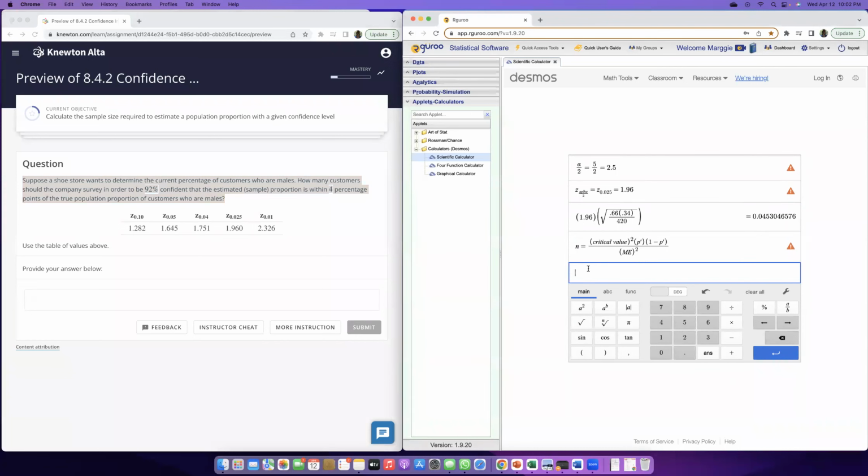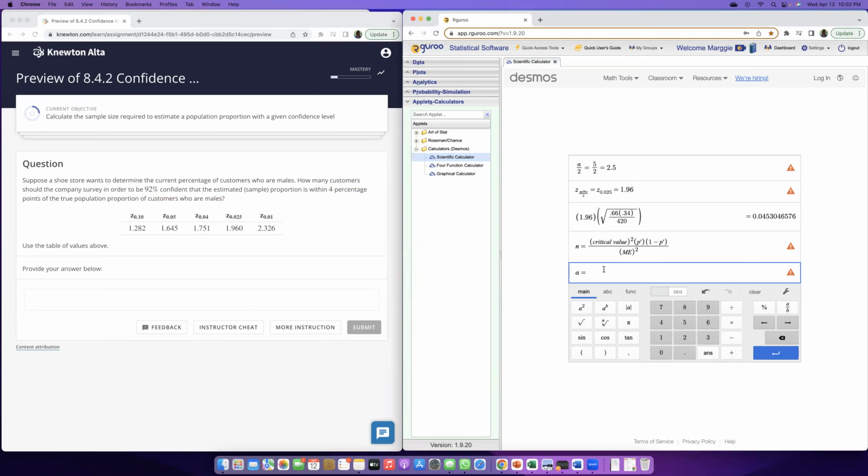So let's talk about the critical value first. We are trying to find the sample size for a 92% confidence interval within 4 percentage points. Okay, so we need sample size, we need N. So N is the critical value squared times P times 1 minus P, over the margin of error squared.